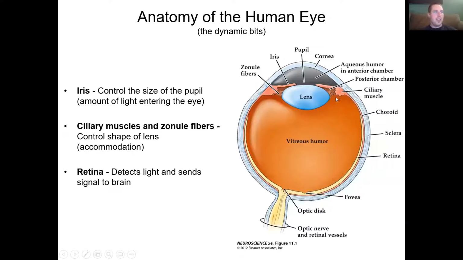Moving on, you have the ciliary muscles and the zonule fibers, which are attached to the lens. These are important for controlling the shape of the lens, allowing for accommodation, which we'll talk about in the next slide. And finally, I've already mentioned it, this neural structure at the back of the eye, the retina, which detects light, processes those light signals, and then sends that off to the brain through the optic nerve.